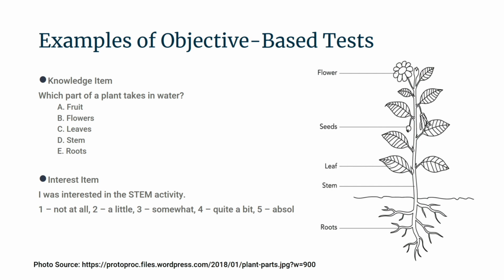And then the second example that we have is an interest item. This is from an instrument that we've used in conducting research with STEM education. Here it is: I was interested in the STEM activity, and then the students would have the choice 1 through 5. Not at all, a little, somewhat, quite a bit, and absolutely are the 5 choices they could choose. And there would be a number of interest items that you could then create a mean and standard deviation for.